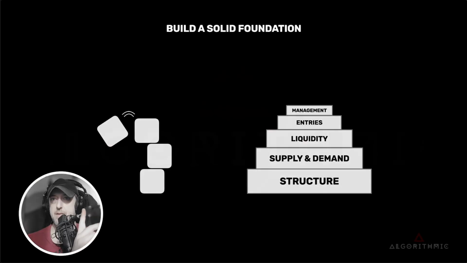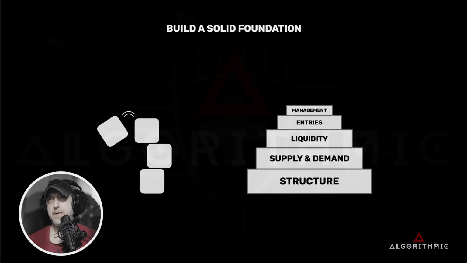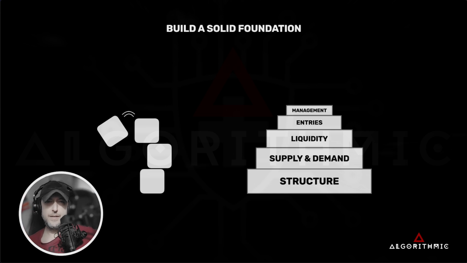Alrighty, so as I was saying before, if you want to make consistent profits, you need consistent actions. You need to build a solid foundation for how you approach the markets every single day. For the way that we trade in algorithmic, we always start with market structure. That gives us directional bias for the session. It allows us to know the direction that we're going to be trading in.